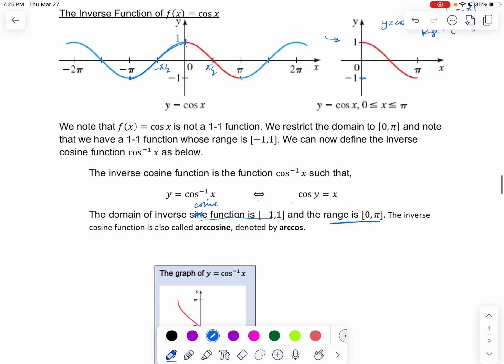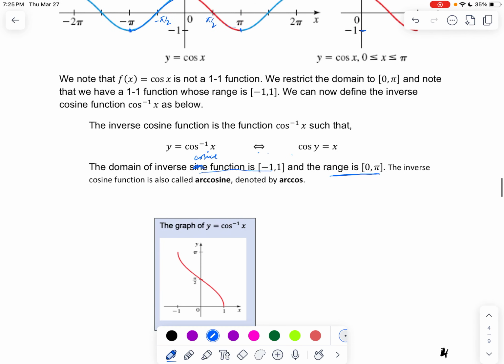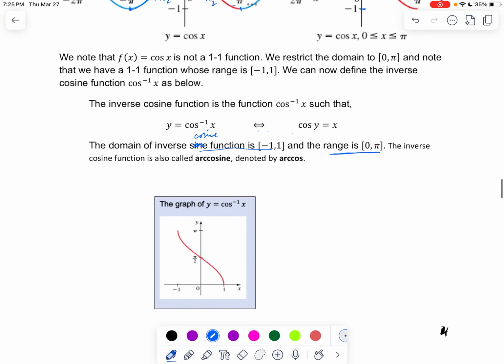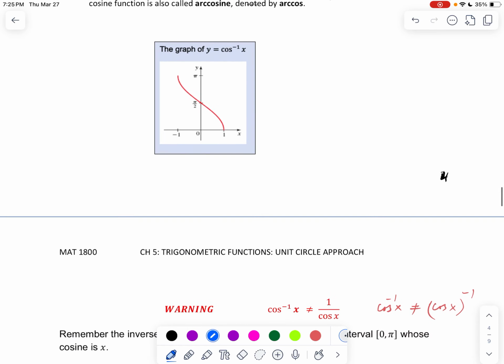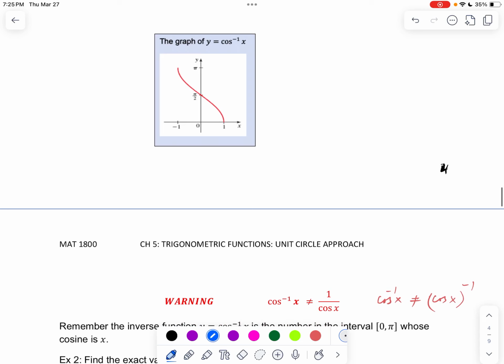Here is the graph of the cosine inverse. Again, you don't have to worry about the graph. You will not be asked to graph the inverse functions. Again, a warning: you have to be careful and understand this notation. The cosine inverse x is not cosine of x whole inverse. Okay, so now let's look at some examples again.